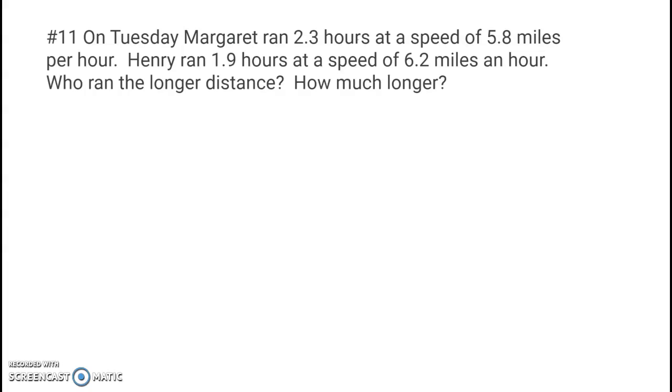On Tuesday, Margaret ran 2.3 hours at a speed of 5.8 miles per hour. Henry ran 1.9 hours at a speed of 6.2 miles an hour. Who ran the longer distance and how much longer?